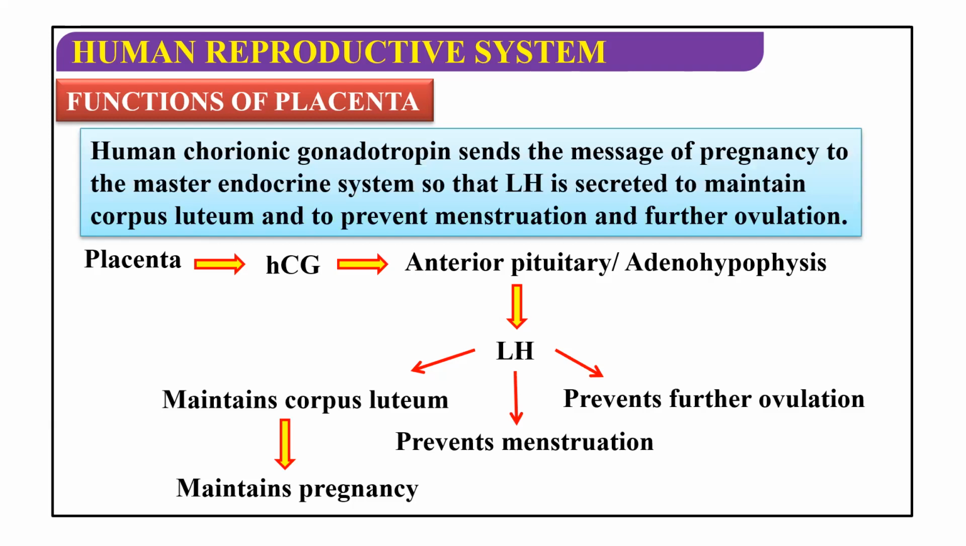Okay, so HCG, you can make this placenta secreting HCG. कहाँ जाएगा वो, anterior pituitary में? It will produce LH. LH will prevent menstruation and further ovulation.